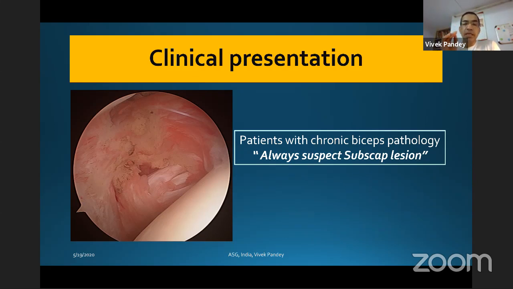The point to be learned here is that isolated, mere biceps pathology is not very common. It often exists along with the subscap tear. So don't make a diagnosis of chronic biceps pathology alone. Always suspect a subscap tear, and you can go ahead with some kind of investigation to confirm or rule out a subscap tear.